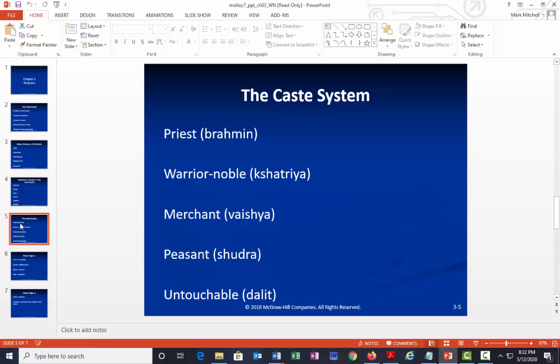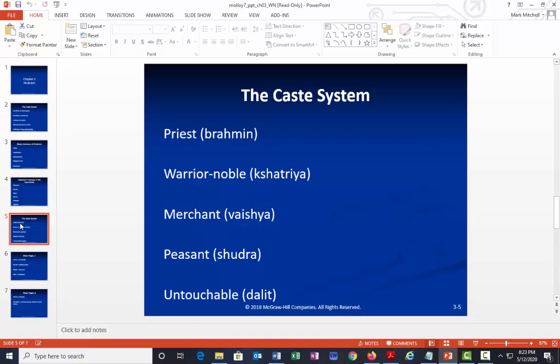All right, so the Brahmin, again, are priests, sometimes counselors, but they're at the top, and they would perform the Vedic rituals for the people. The warrior nobles are really the aristocrats, and they have the duty to protect society. The merchants would be the ones that include homeowners, moneylenders, and artisans. In the Hindu belief they're sometimes called the twice-born.